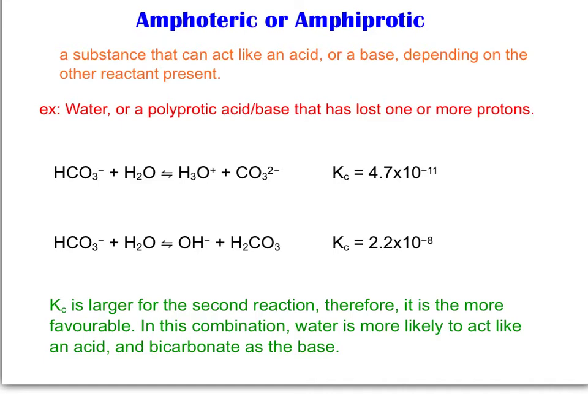Now, these do actually have Kc values in real life, and we can see that the second reaction has a larger Kc value. This means that the products of this reaction are more favorable than the products of the other reaction. So what this means is that water and bicarbonate together are more likely to make hydroxide and carbonic acid molecule together. So in this case, water is more likely to act like the acid and bicarbonate as the base. This isn't a really big piece of it, but it is a bit of an extension, and we'll get into a little bit more of this analysis in a little bit.